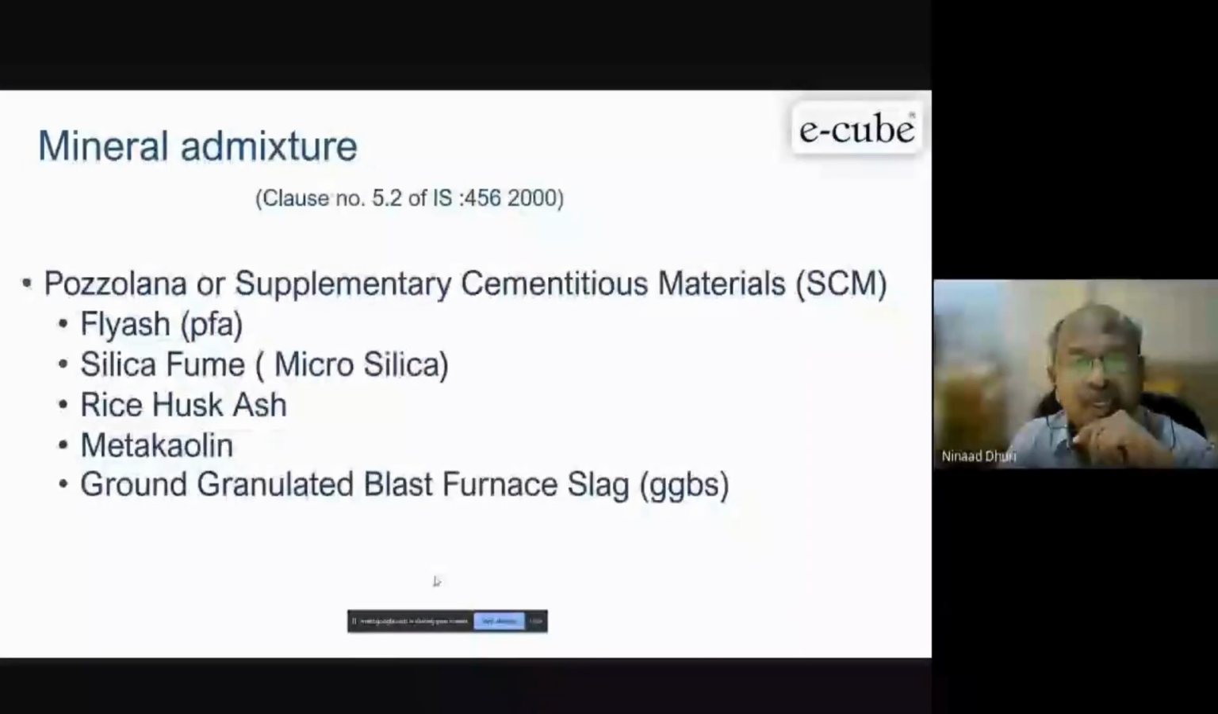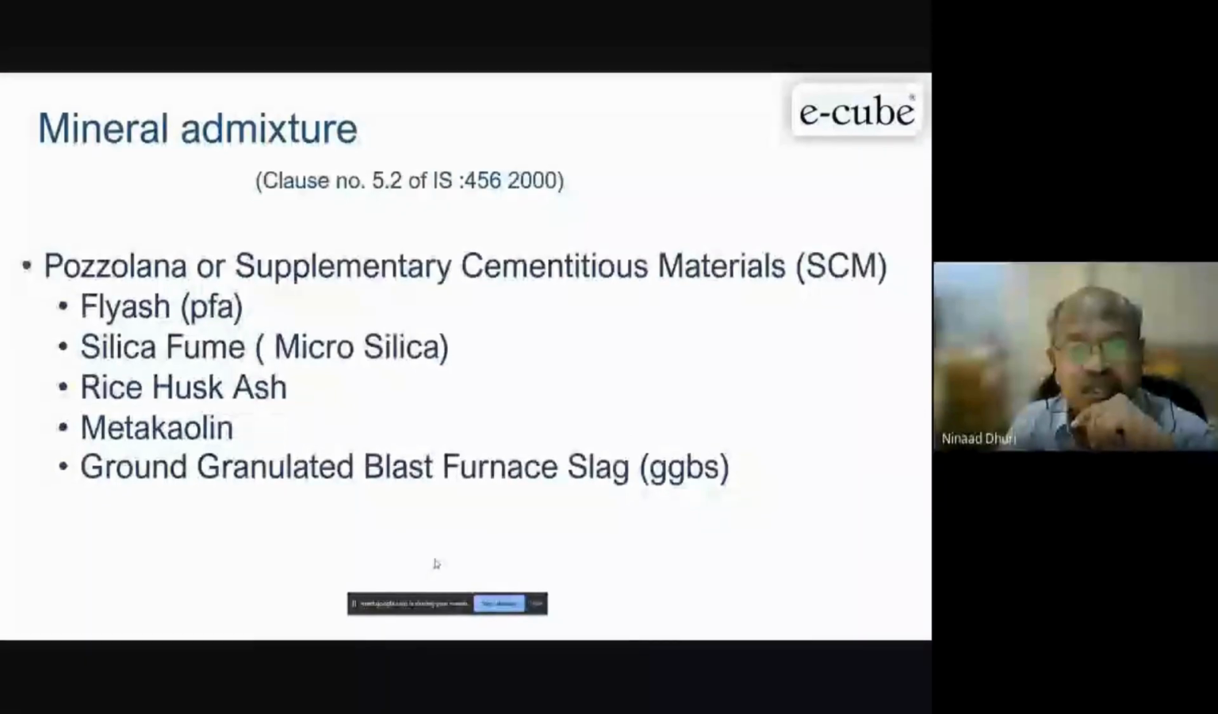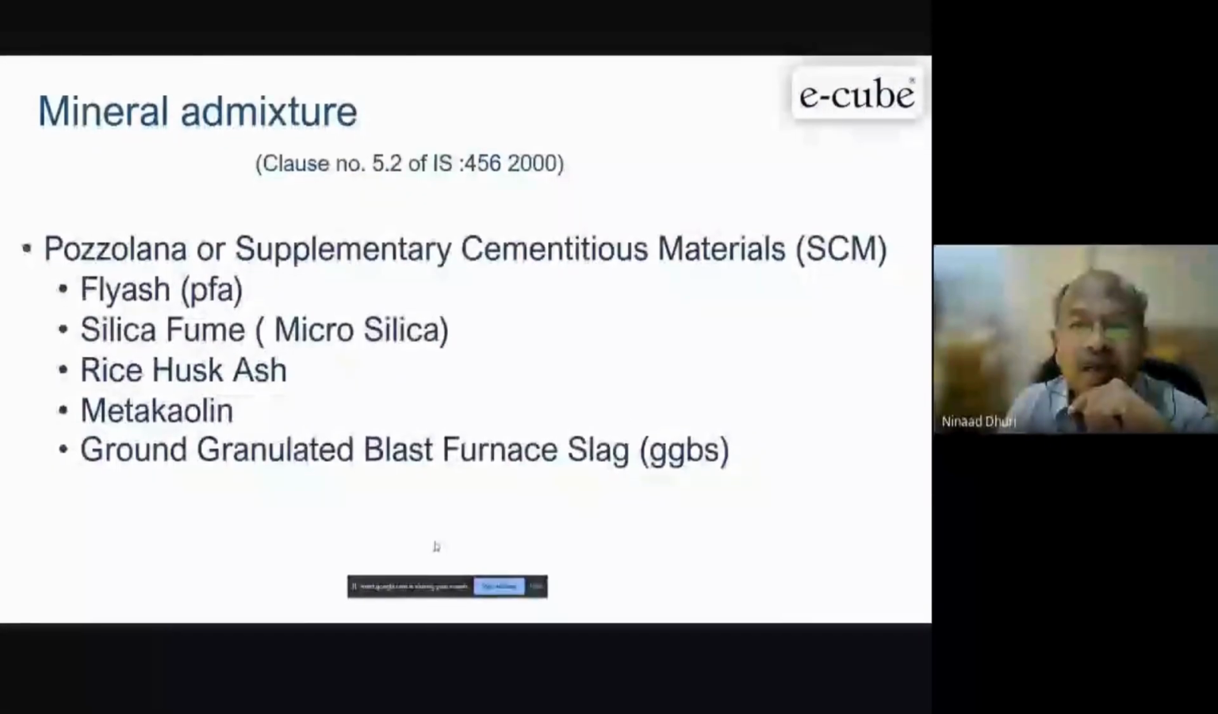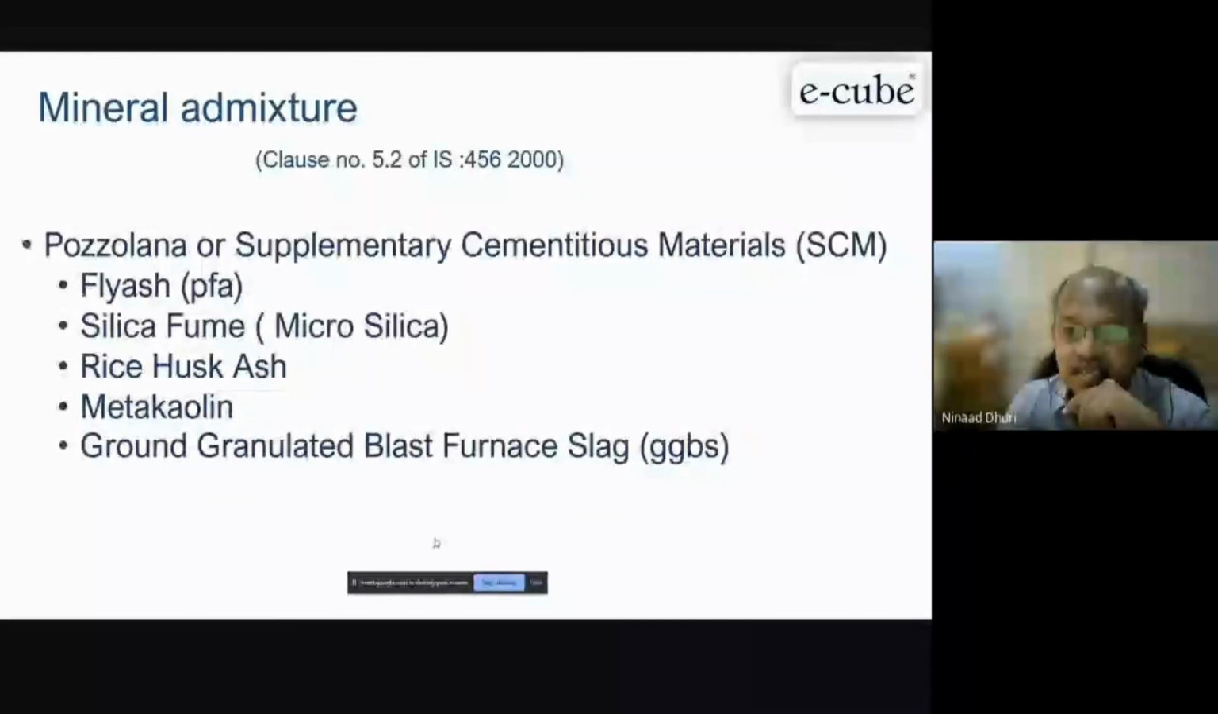Another term is mineral admixture, which is given in clause 5.2 of IS 456. In IS 456:2000 these materials are now included; earlier, in 1978, they were not there. People were still using them, but now they are included in the code. It is called pozzolanic activity or supplementary cementitious material, in short SCM.